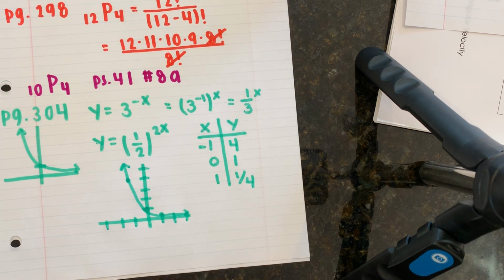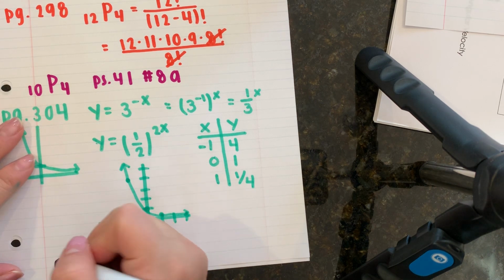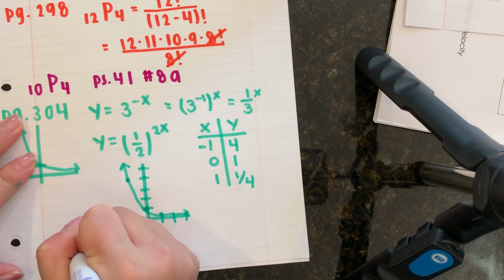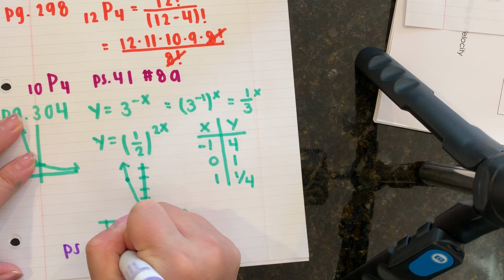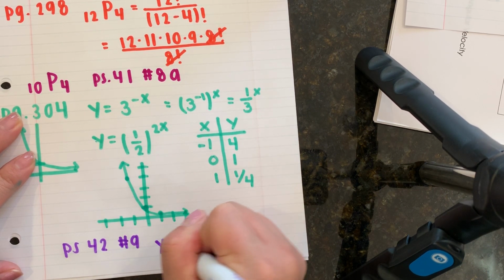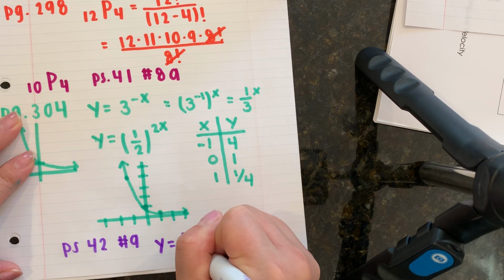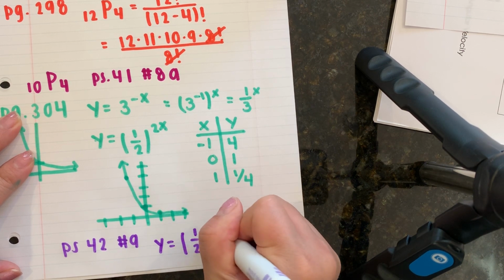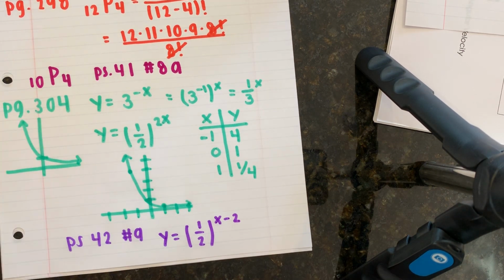Now, what I want you to do is I want you to try one of them. I would like you to try and do number 9 on lesson 42. So problem set 42, number 9, which is y is equal to 1/2 to the power of x minus 2.